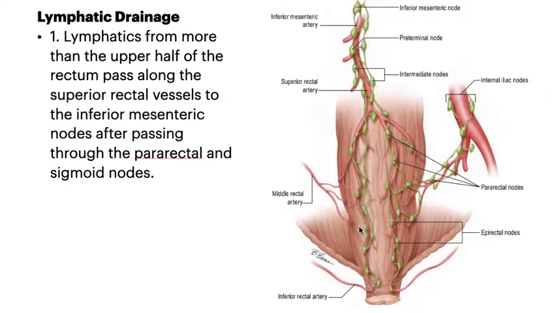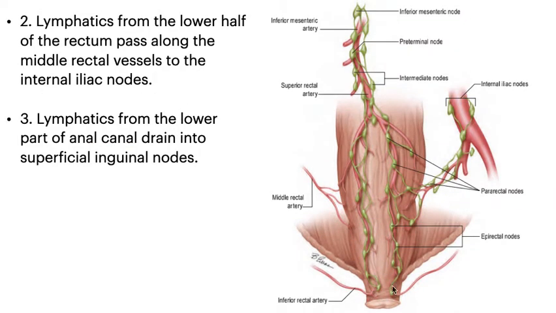Now, coming to the lymphatic drainage, lymphatics from more than the upper half of the rectum pass along the superior rectal vessels, as you can see here, to the inferior mesenteric nodes, after passing through the pararectal and the sigmoid nodes. Lymphatics from the lower half of the rectum pass along the middle rectal vessels into the internal iliac nodes. Lymphatics from the lower part of the anal canal drain into the superficial inguinal lymph nodes.